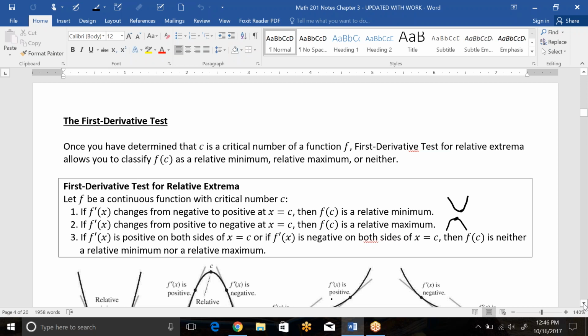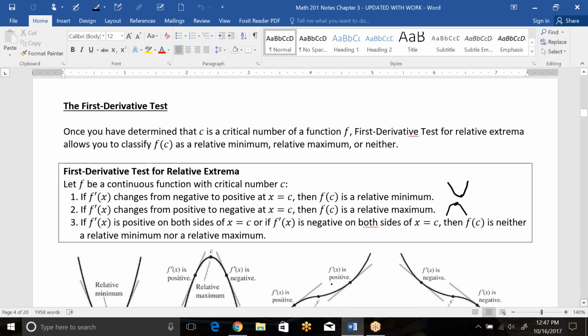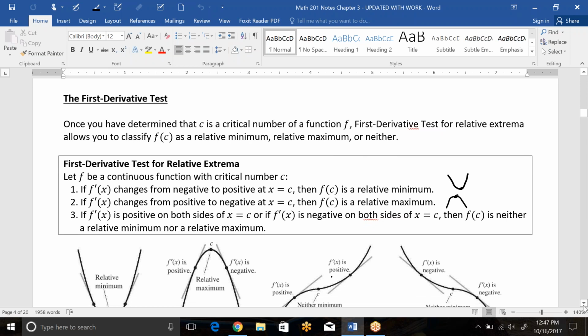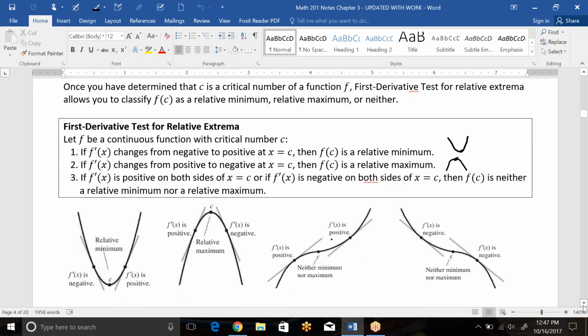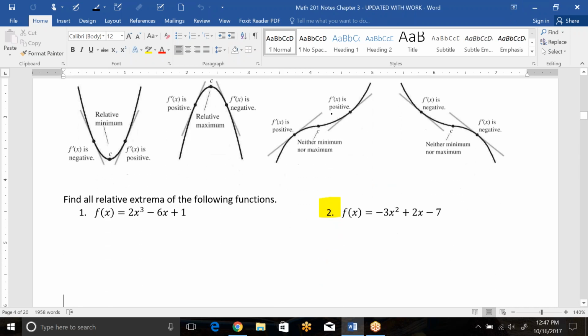If f prime changes from negative to positive at x equals c, then it's a relative minimum. If it changes from positive to negative at x equals c, then it's a relative maximum. If it's positive on both sides or negative on both sides, then it is neither a relative min nor a relative max. So that's, remember, something that we'll talk about in the next section, which is a point of inflection. So right now it's just neither, since we haven't discussed that.